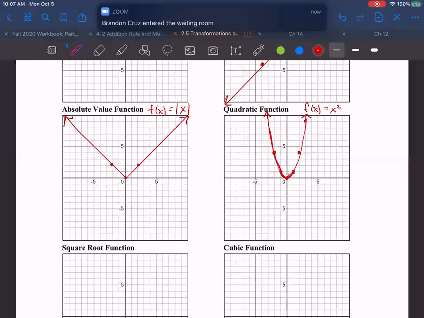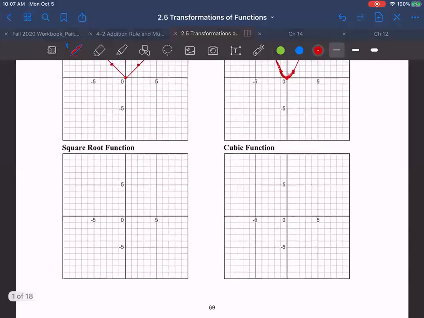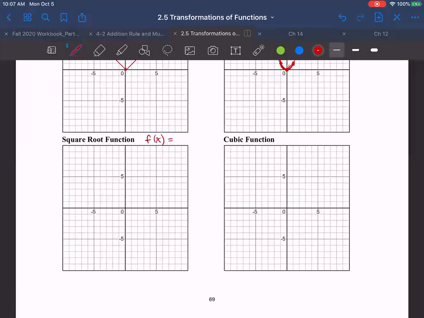Is a square root function. This is f of x equals the square root of x, like that. For this one, it's essentially that same parabola, but turned on its side and then only half of it.